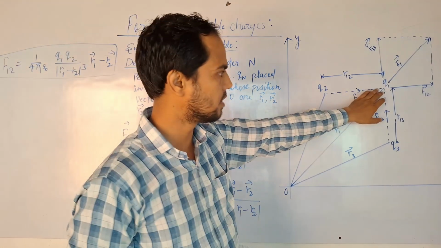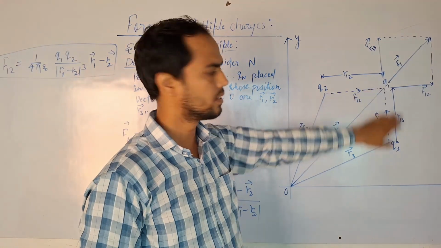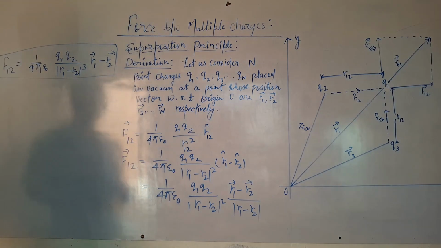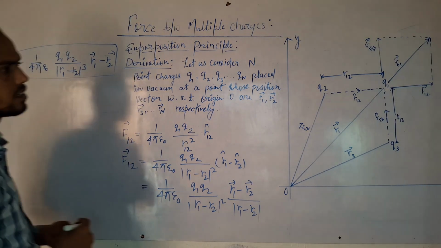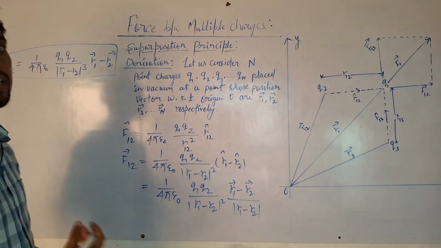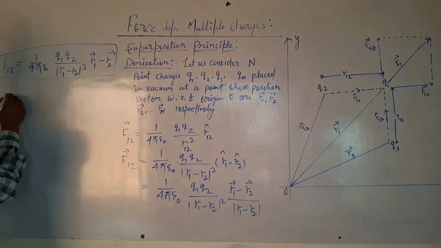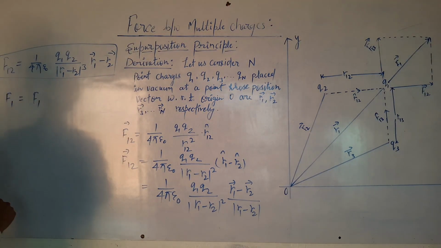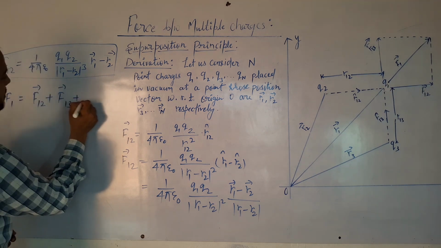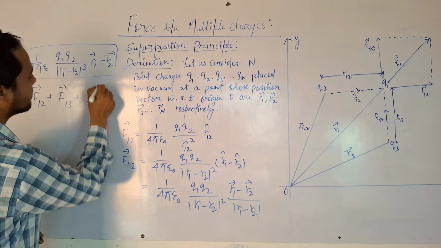Similarly, we can find the force on Q1 due to Q3. Now we use the superposition principle. The total force on Q1 due to Q2, Q3 and so on up to Qn is F1 equal to the vector F12 plus F13 plus and so on up to F1n.